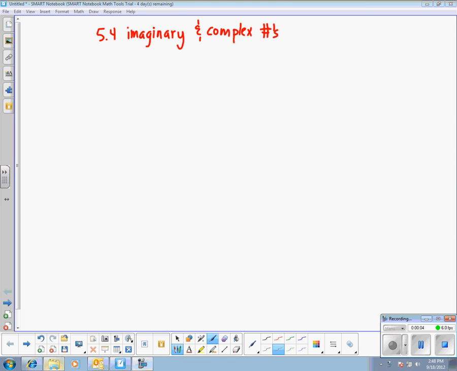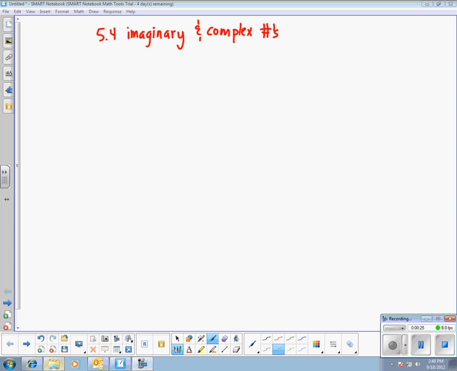Okay, guys, section 5.4 is on imaginary and complex numbers. We've talked a little bit about how quadratics are going to have two solutions, and sometimes those solutions are real. In that case, they're x-intercepts, and sometimes they are not real, they are imaginary, and that's the case when the parabola is kind of just floating in air and it's not touching the x-axis.